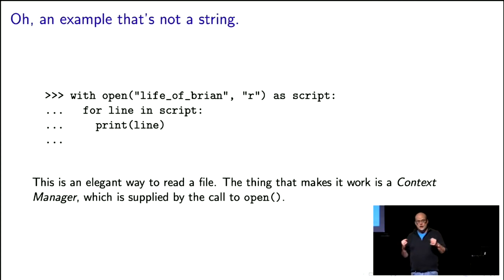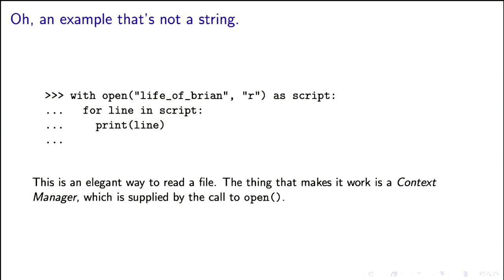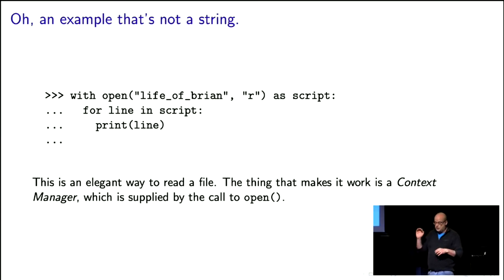I also like it because it makes it difficult to make errors. Regardless of what happens, when we exit the block that is introduced with the with statement, that file is going to get closed. If it raises an exception, the file gets closed. If we just forget to worry about it, the file gets closed. No matter what, at the end of that block, whatever needs to happen with that file object when we're done with it is going to happen. That's the thing we're getting out of a context manager.